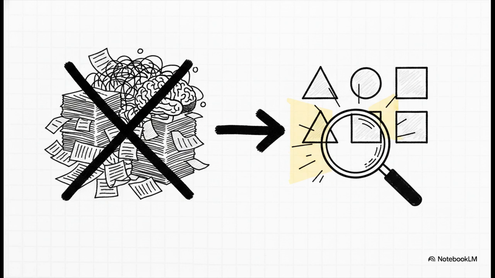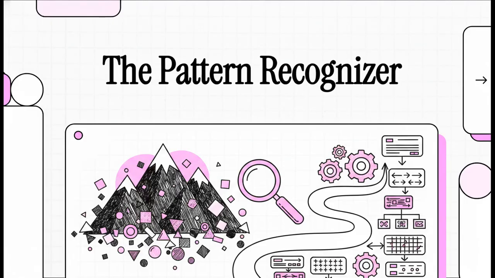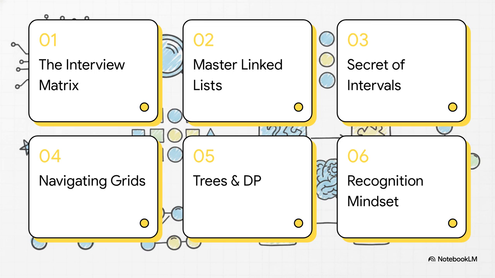So instead of doing that, we are going to completely rewire your brain for pattern recognition. We're going to strip all that noise away so you can clearly see the matrix underneath. Welcome to The Explainer. I am incredibly excited to guide you through the pattern recognizer, demystifying algorithmic interviews. We're about to take this incredibly intimidating mountain of disconnected coding problems and transform it into a really clean, digestible guide of universal frameworks. Okay, let's dive into this roadmap.